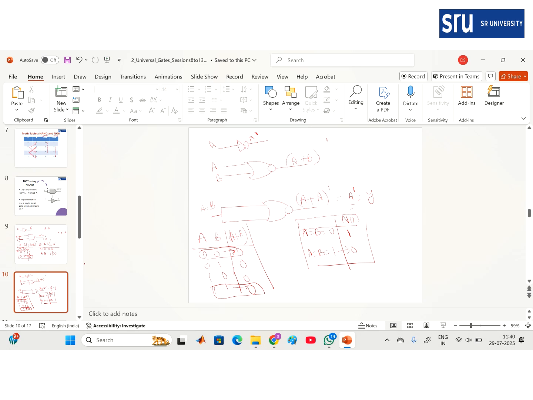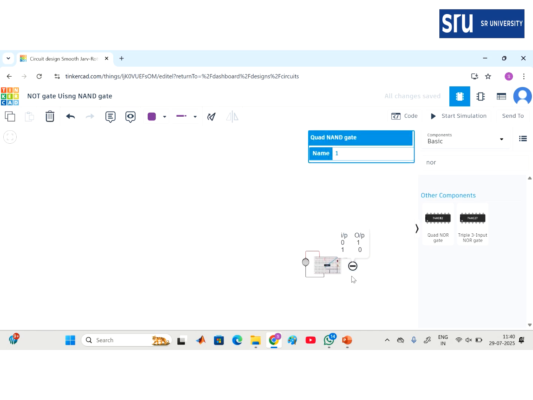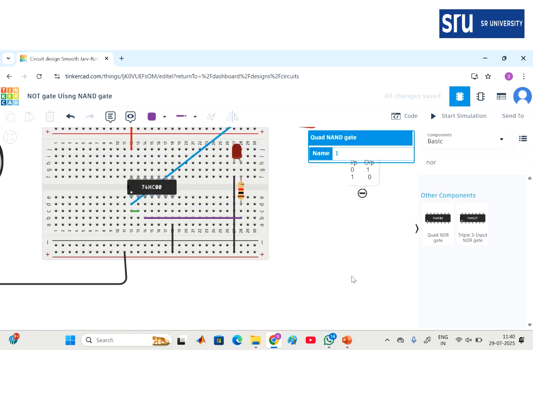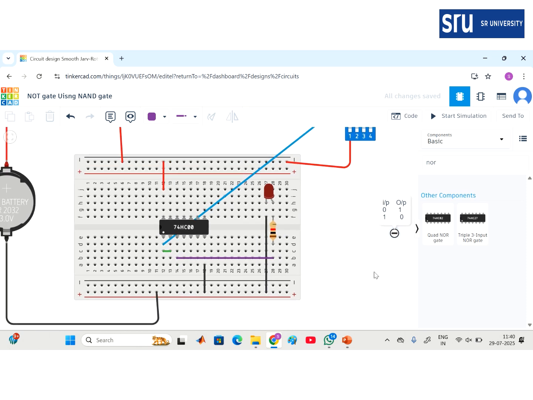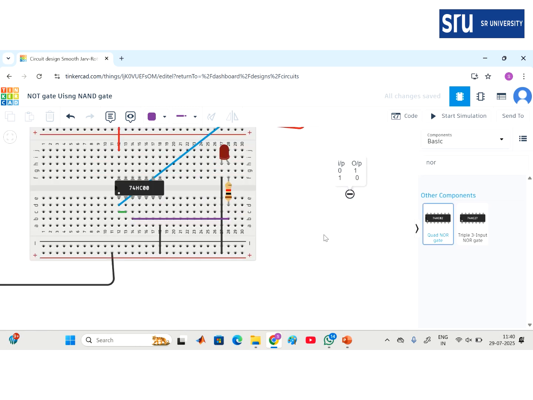So it is the same, whether it is a NOT gate connection using the NAND gate or a NOT gate connection using the NOR gate. So let us move on. We will take the NOR gate, quad NOR gate 74.